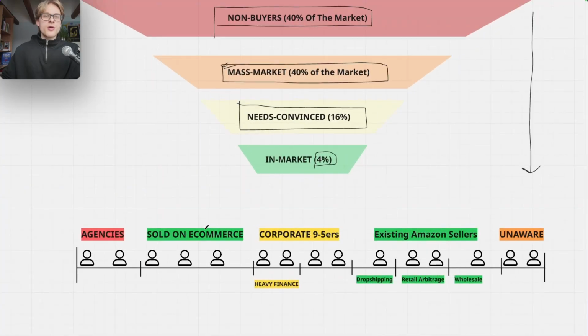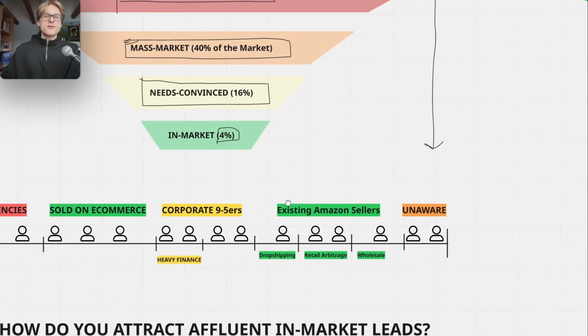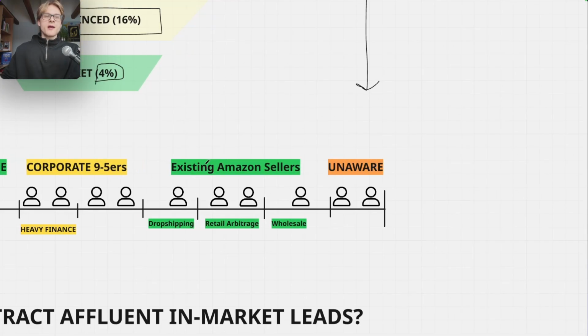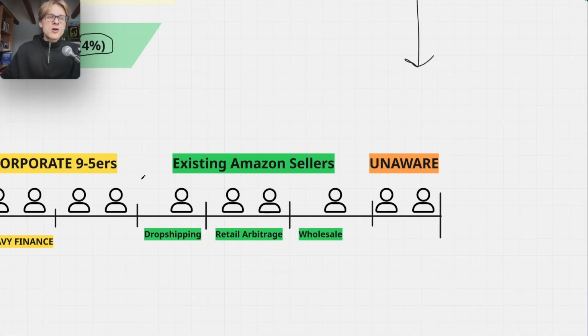If I go with in-market messaging for existing Amazon sellers, my messaging is: you're already selling on Amazon, but you're just not getting the results that you actually want. Maybe you made a few grand on there, you already have a good product to sell, but you're struggling to find real good supplier relationships and delegate tasks. I would target all of these existing Amazon sellers with this, right?